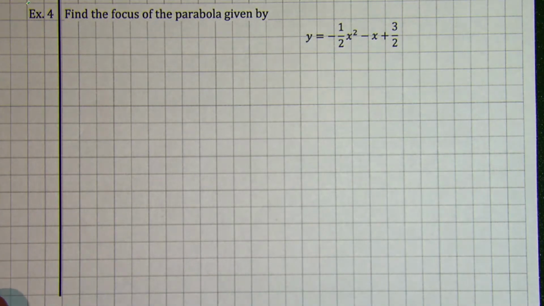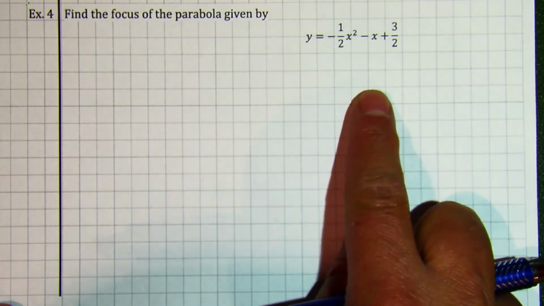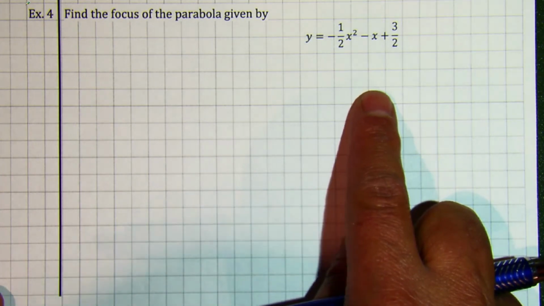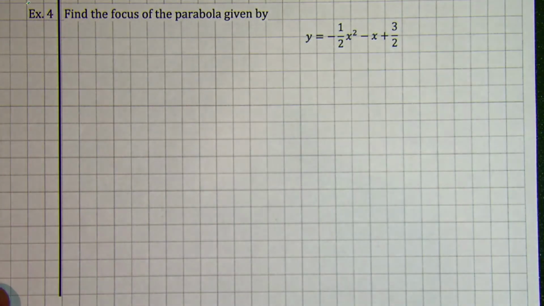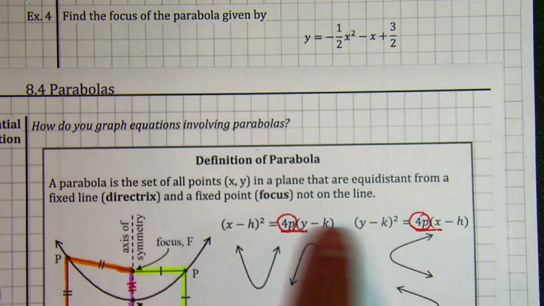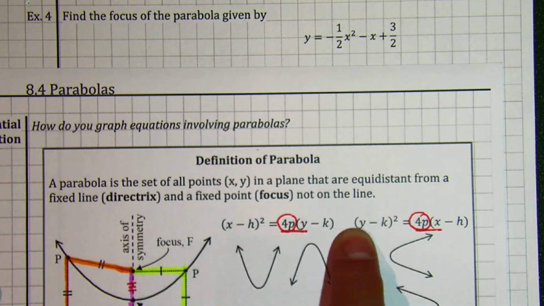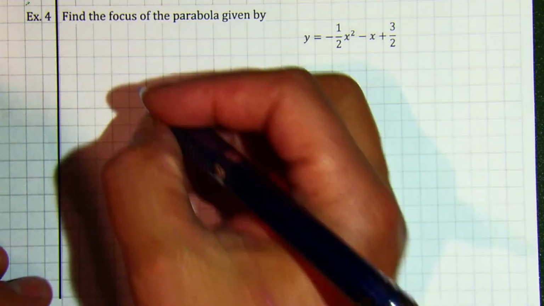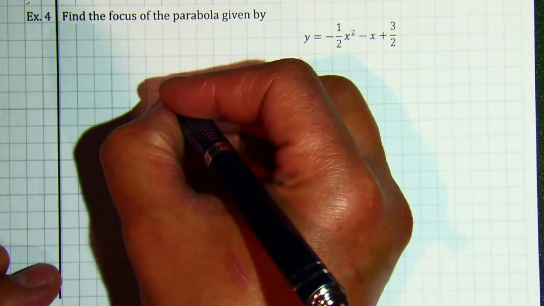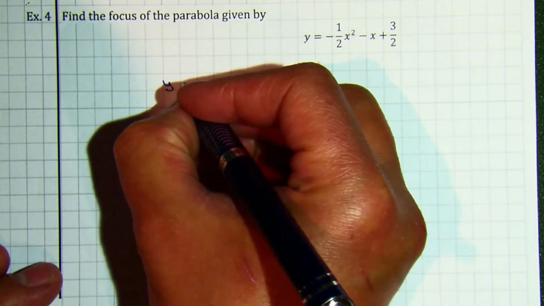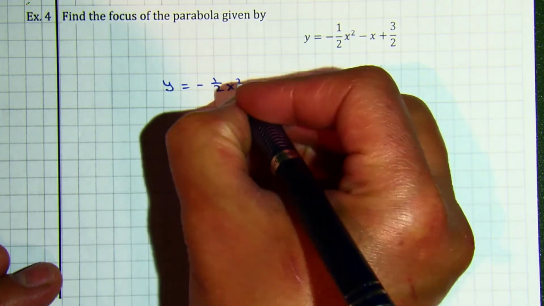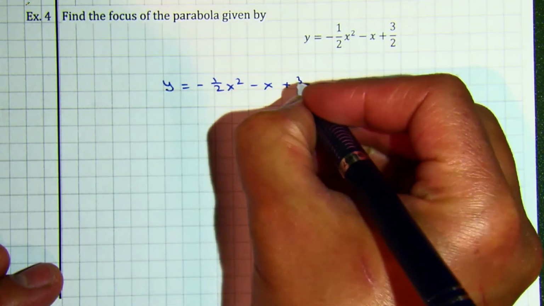In order to be able to find the focus, I need to find the value of p. In order to find the vertex and the value of p, I need to rewrite it in standard form. Since x is being squared, I have to use this equation. So it has to be in this form. In order to do so, we're going to complete the square. So therefore we have y equals negative 1 over 2 x squared minus x plus 3 over 2.